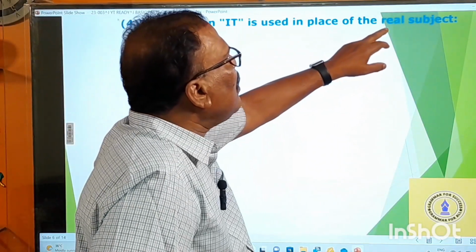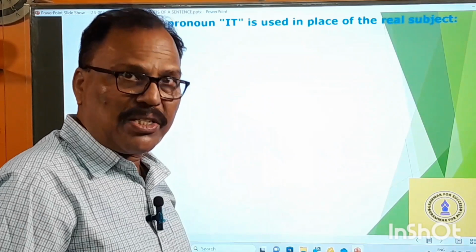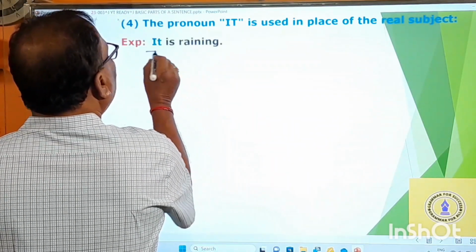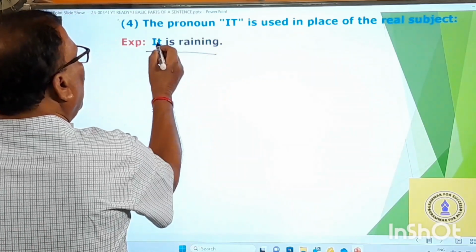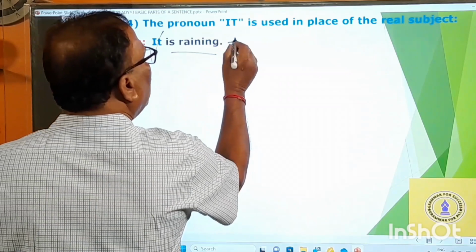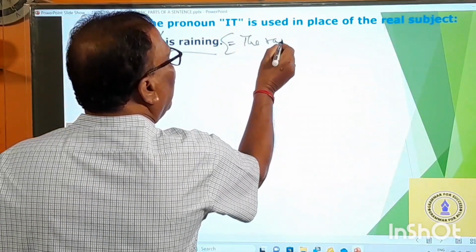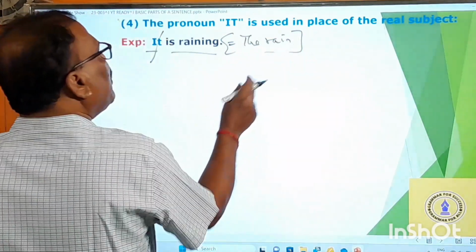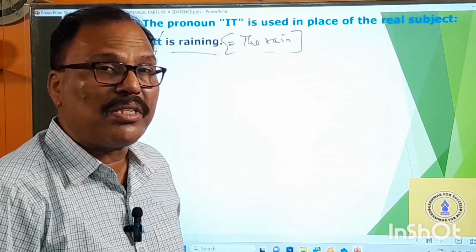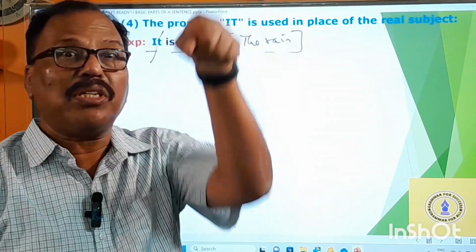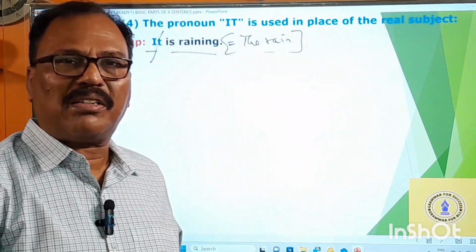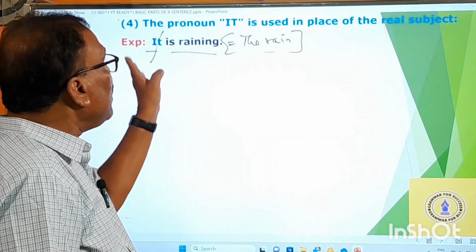So instead of the real subject, sometimes we use it. How? Here you see one example, it is raining. It, the blue part, what does it stand for here? Actually it stands for the rain, but you don't say the rain is raining. In English, you don't say the rain is raining, the snow is snowing, the thunder is thundering. All such things are awkward, right? They say it is raining.